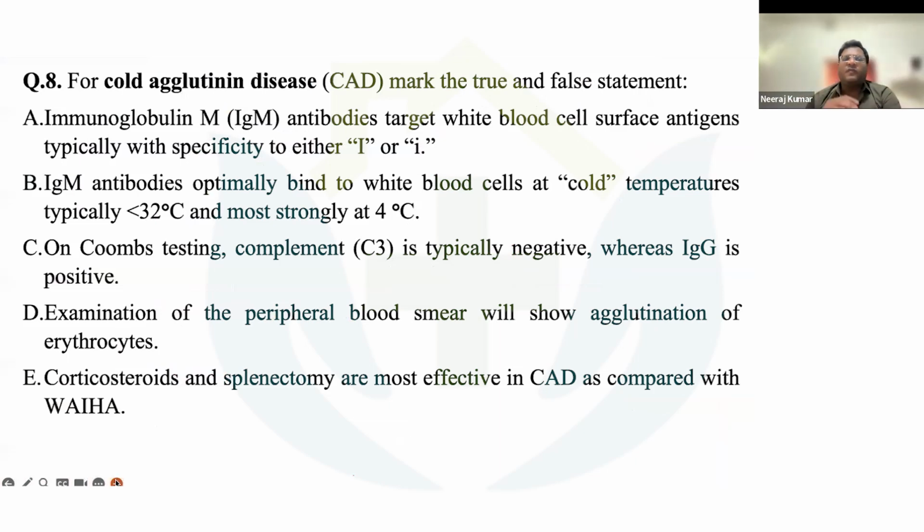Okay, now coming to a few words about cold agglutinin disease. So CAD. Mark the true and false statements about cold agglutinin disease. Again, you read these options very carefully. I think here the answer is not visible.